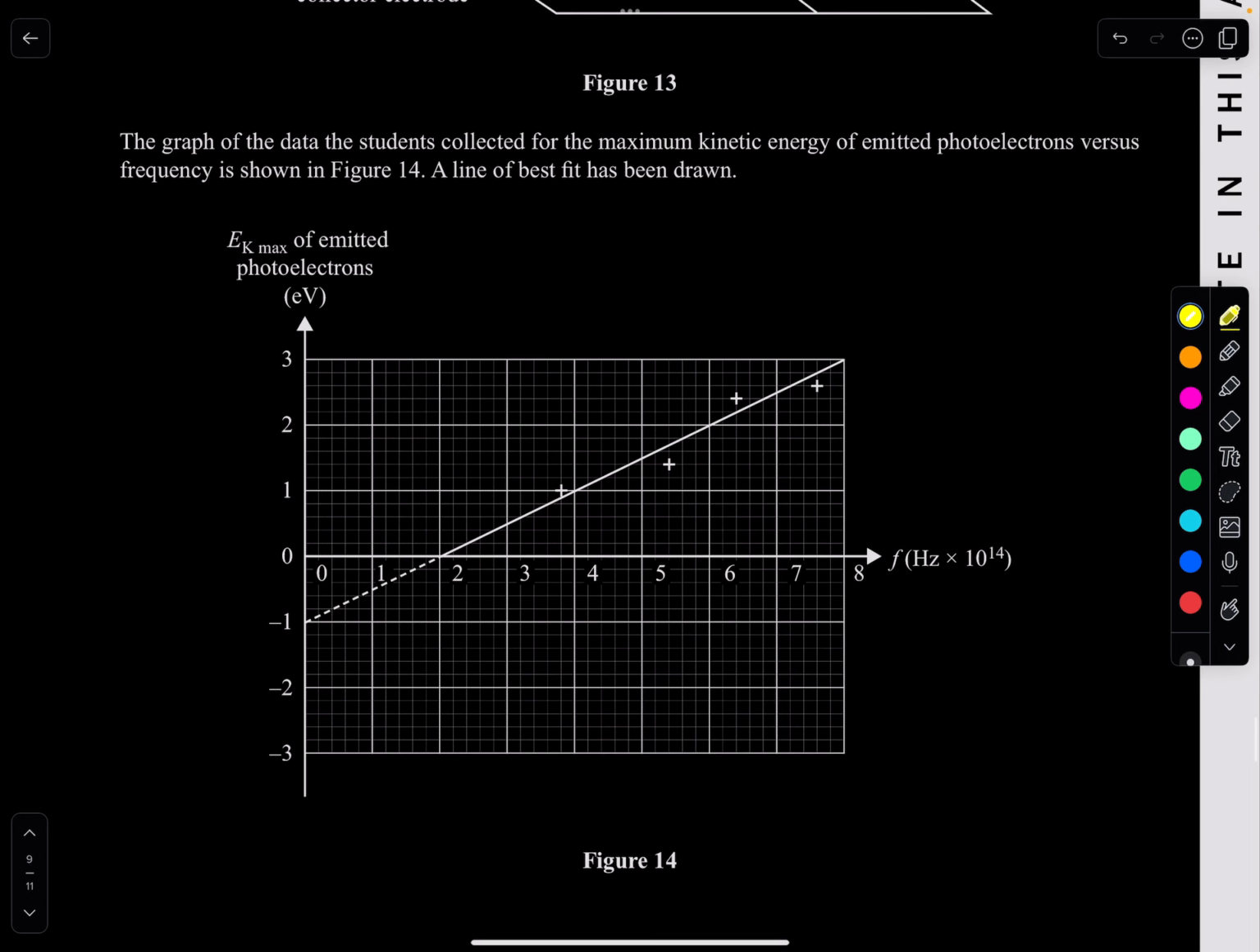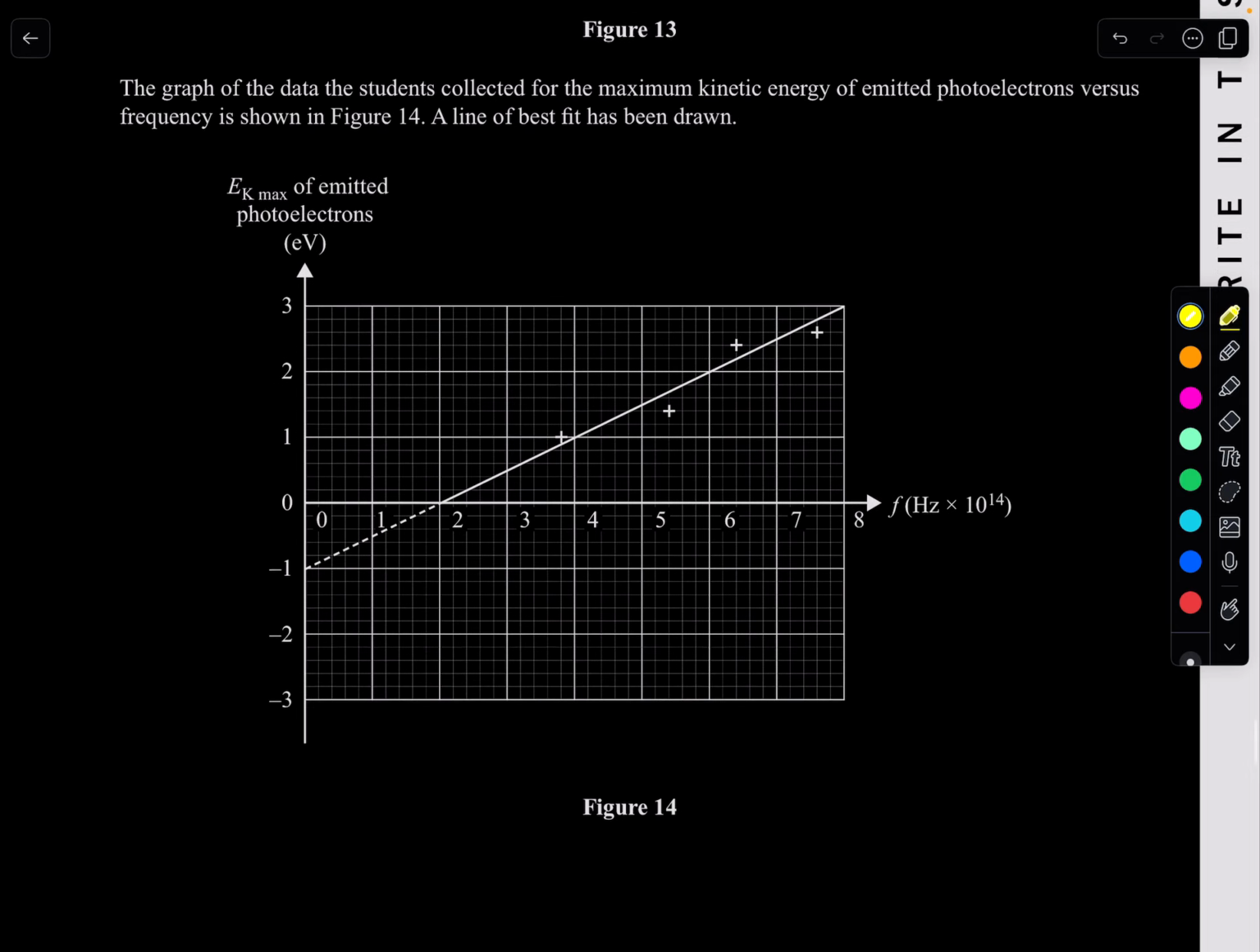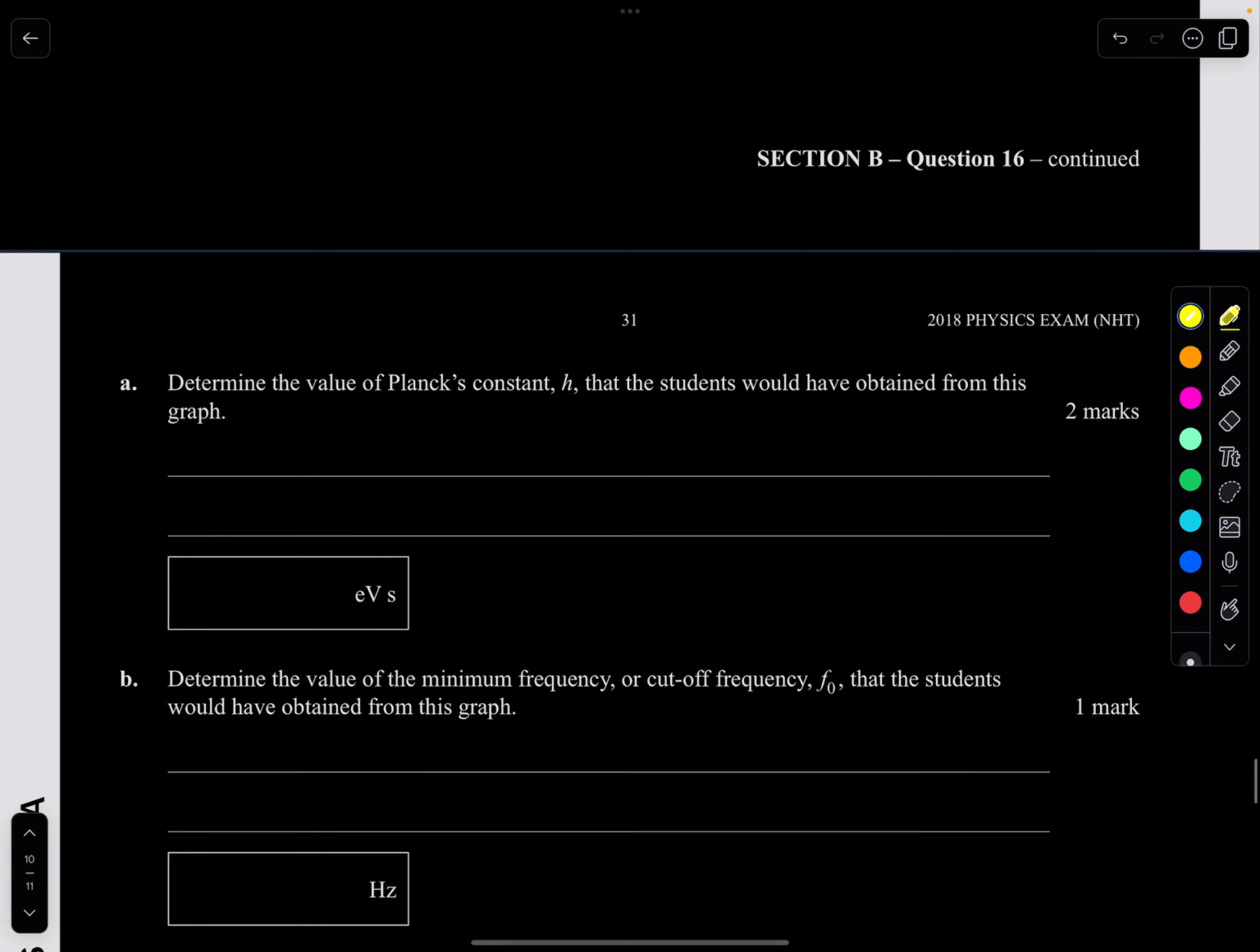Different filters allow different frequencies to strike the metal plate. For each frequency, the maximum kinetic energy of the emitted photoelectrons is measured by using the stopping voltage. Beautiful. The graph of this data that the student collected for the maximum kinetic energy of the emitted photoelectrons versus the frequency is shown in figure 14. A line of best fit has been drawn. Beautiful. Question A. Determine the value of Planck's constant h that the student would have obtained from this graph. So it's measured in electronvolts per second.